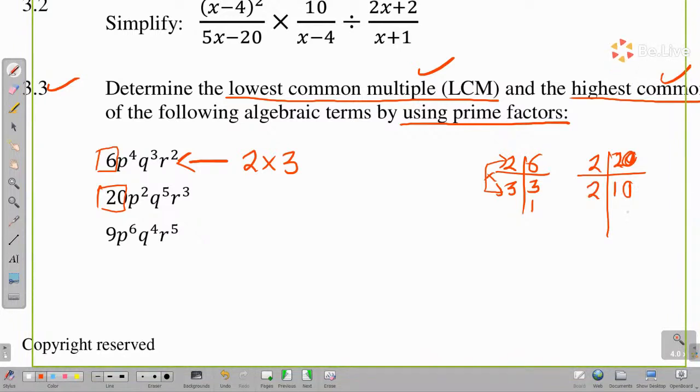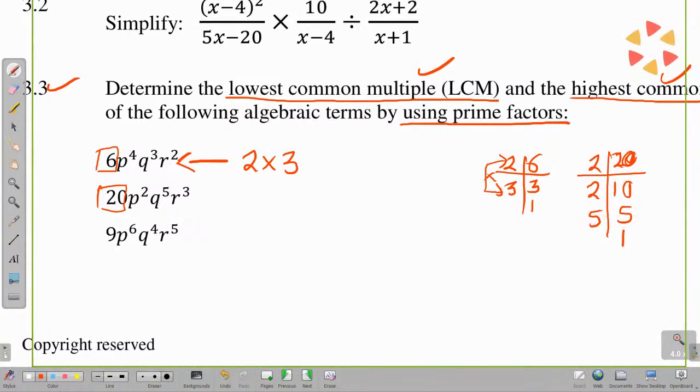2 into 10. How many times does 2 go into 10? It's 5. The next one is which number can go into 5 without leaving a remainder? 2 cannot go into 5. The next number you can try is 3. 3 is also a prime number. The next prime number after 3 is 5 itself, because 5 can only be divided by 1 and 5.